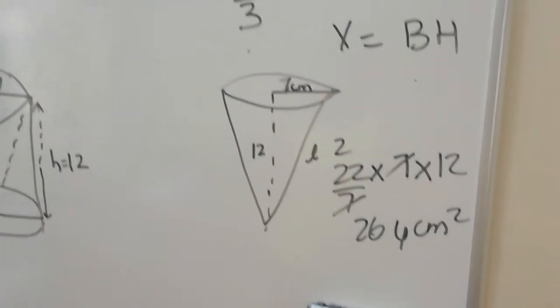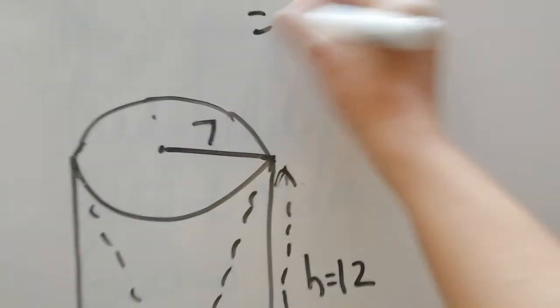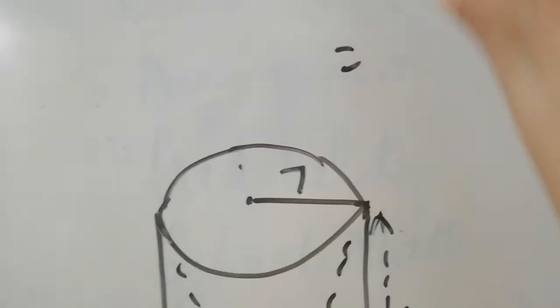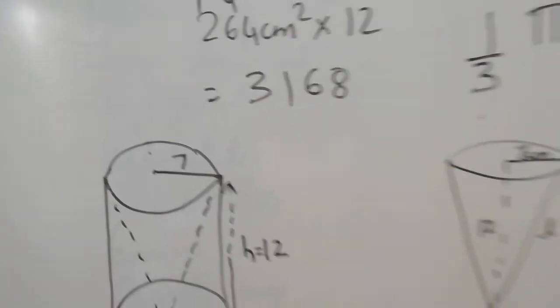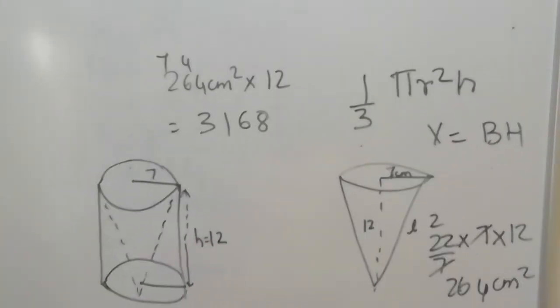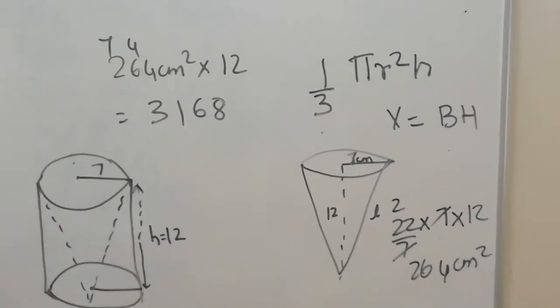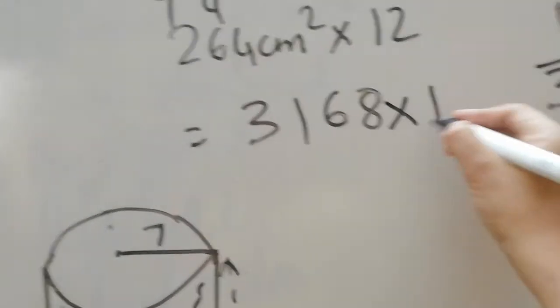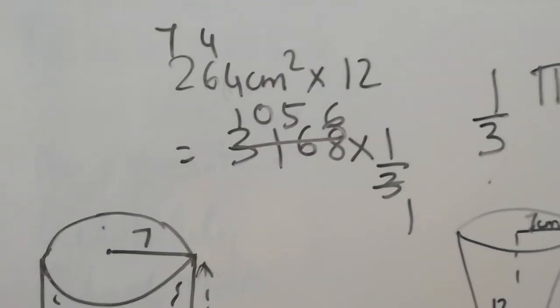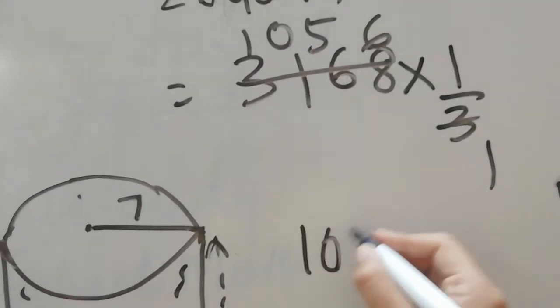Do not forget to multiply by h. So it is 264 centimeters square multiplied by this h, which is 12. So it is 3168 centimeters cube, right? Now do not forget to take 1/3 of this. The sum doesn't end over here. And 1/3 of this is 1056 centimeters cube.